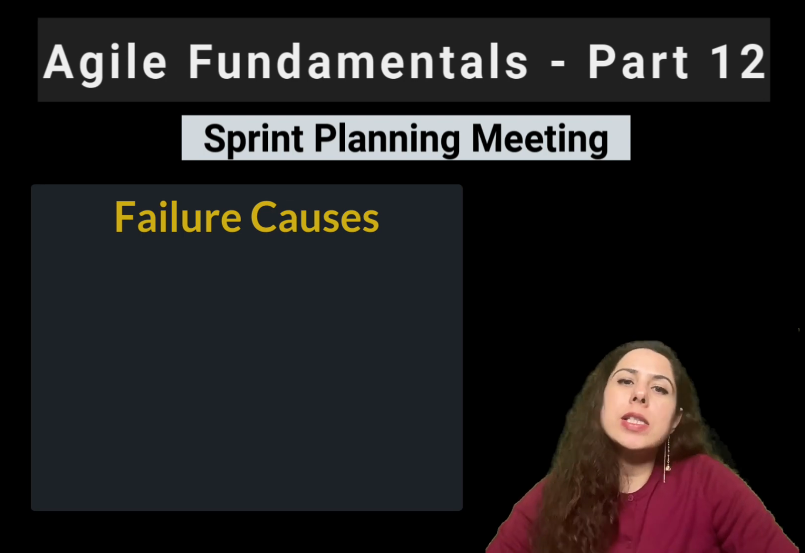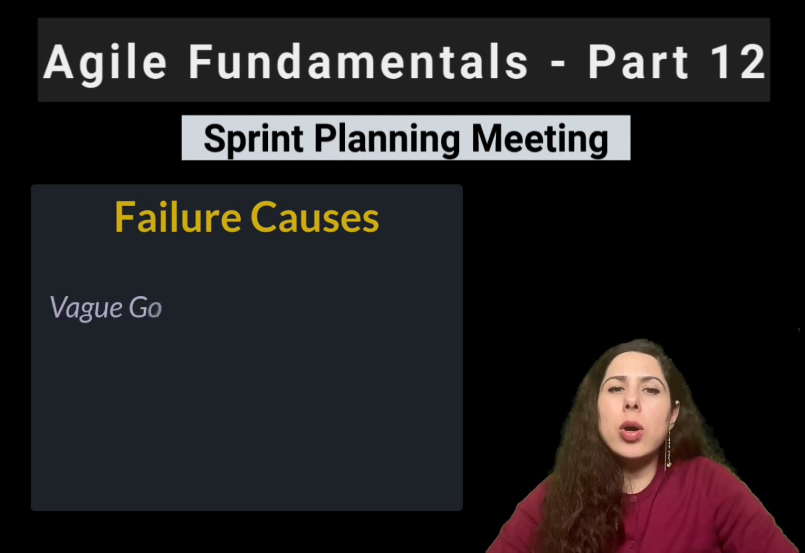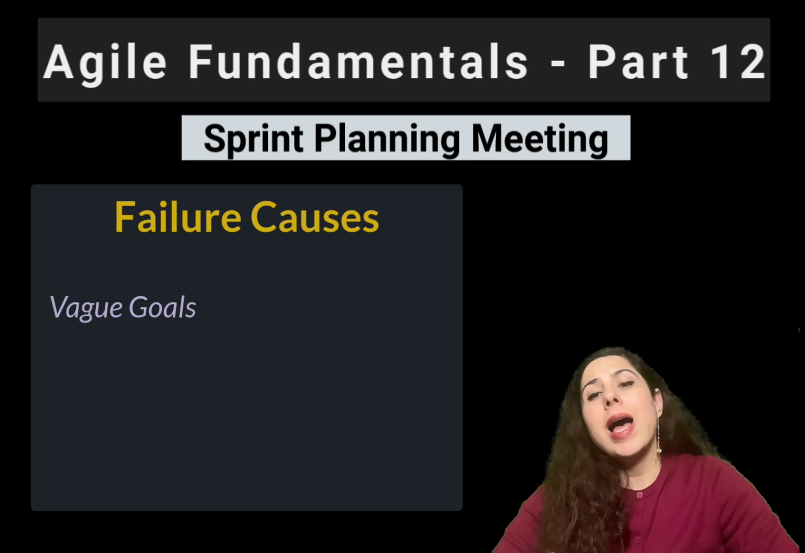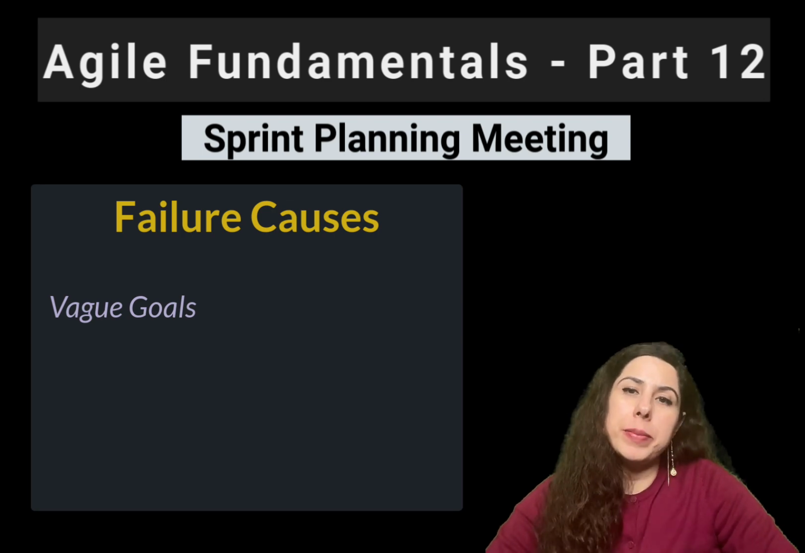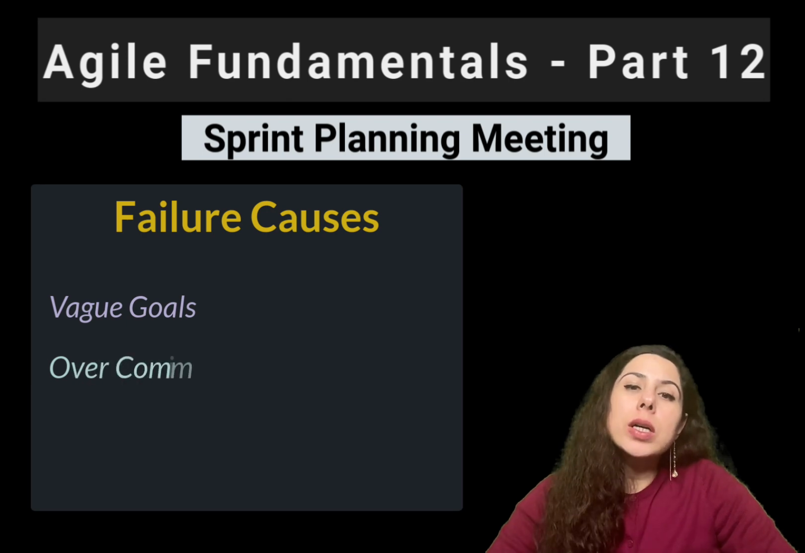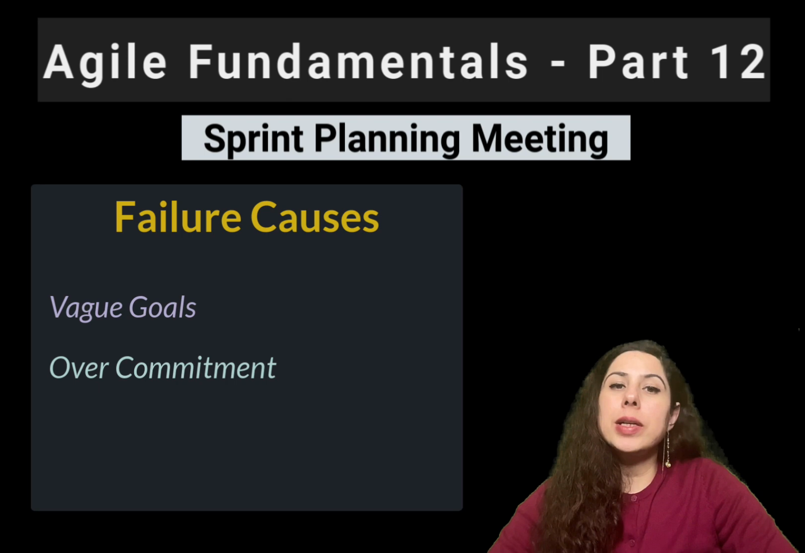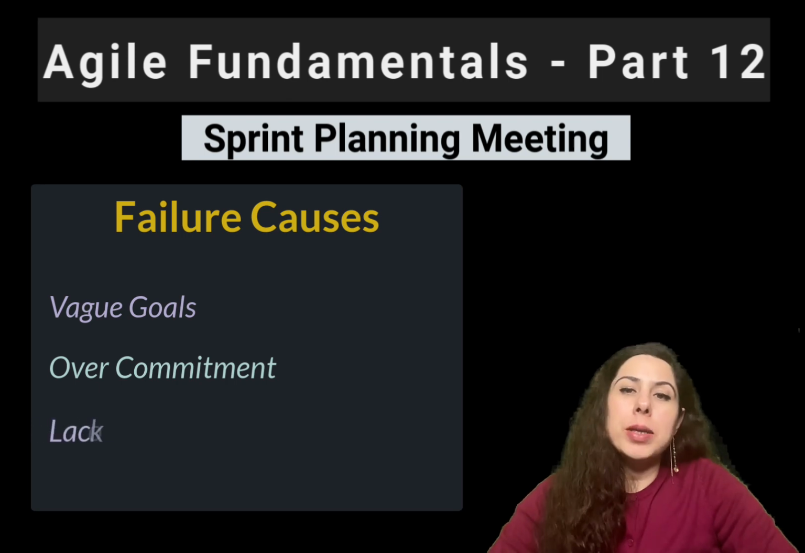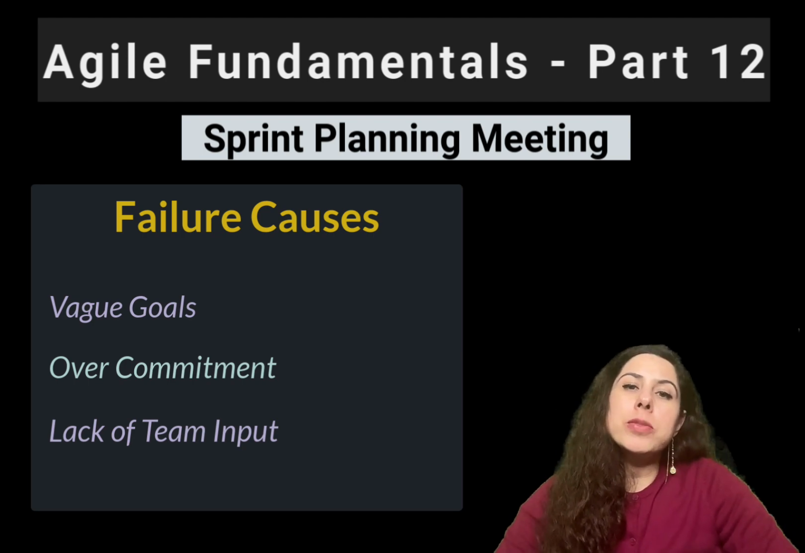Common failure points in sprint planning include: first, vague goals. Unclear objectives and goals hamper the team's direction. Second, overcommitment. Pledging more work than feasible disrupts sprint execution. Third, lack of team input. Ignoring team insights minimizes collaboration and problem solving.